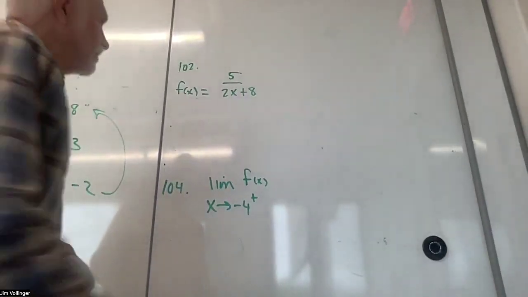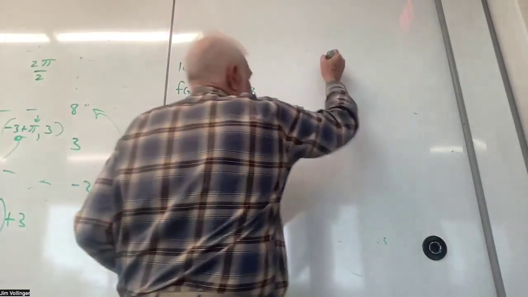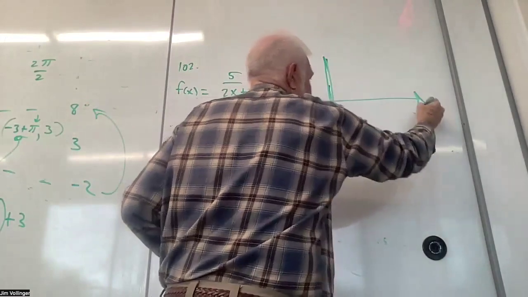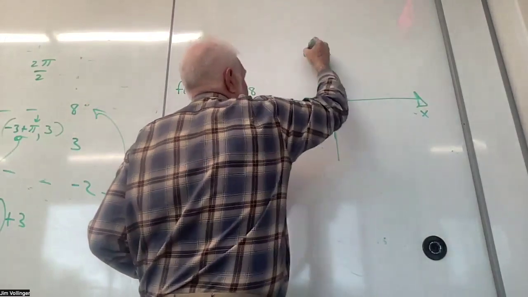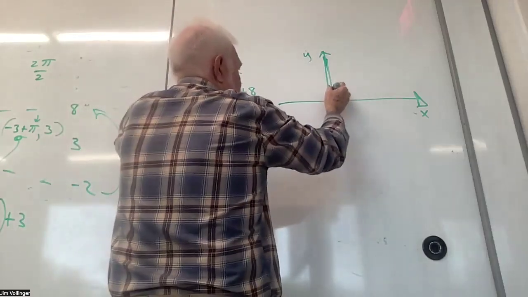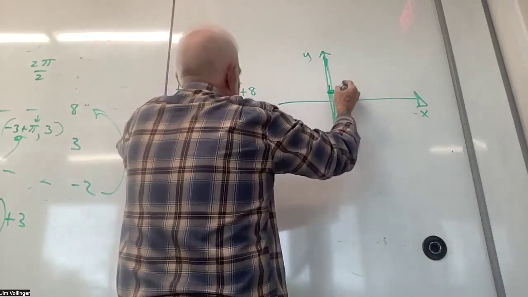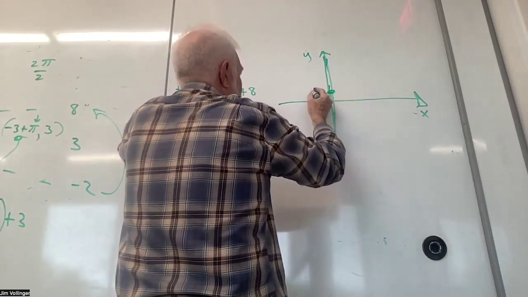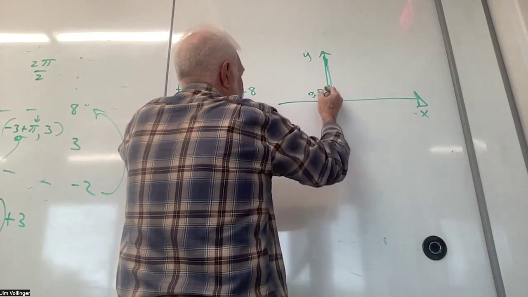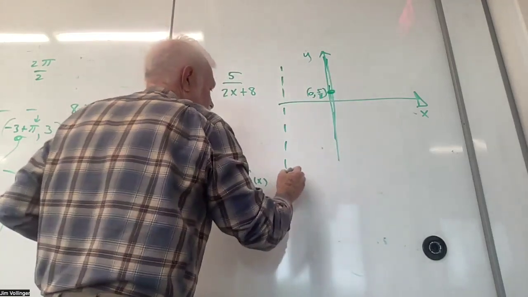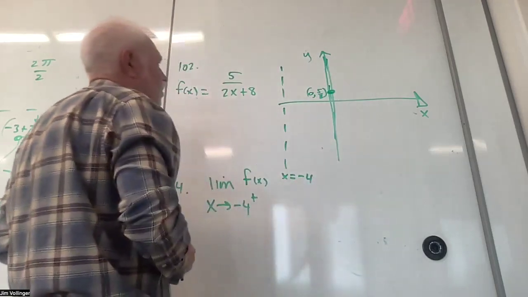All right. So what do I see? I know I'm going to have an XY axis. So let's put X and Y here. Let's pick a number. I'm going to pick 0. 0 gets me 5/8, so I'll call that (0, 5/8). Let me make sure I'm going to put this on the correct side. At -4, I've got an undefined situation.